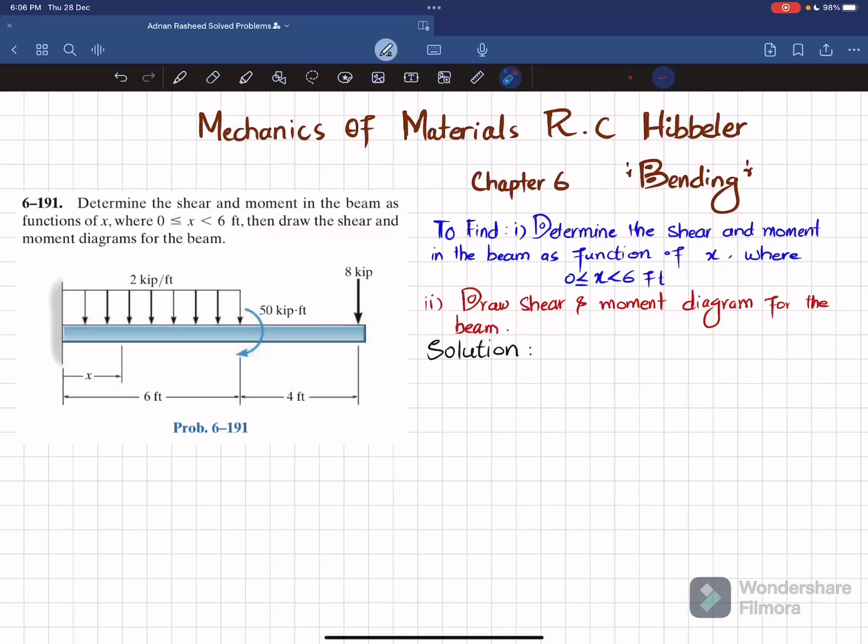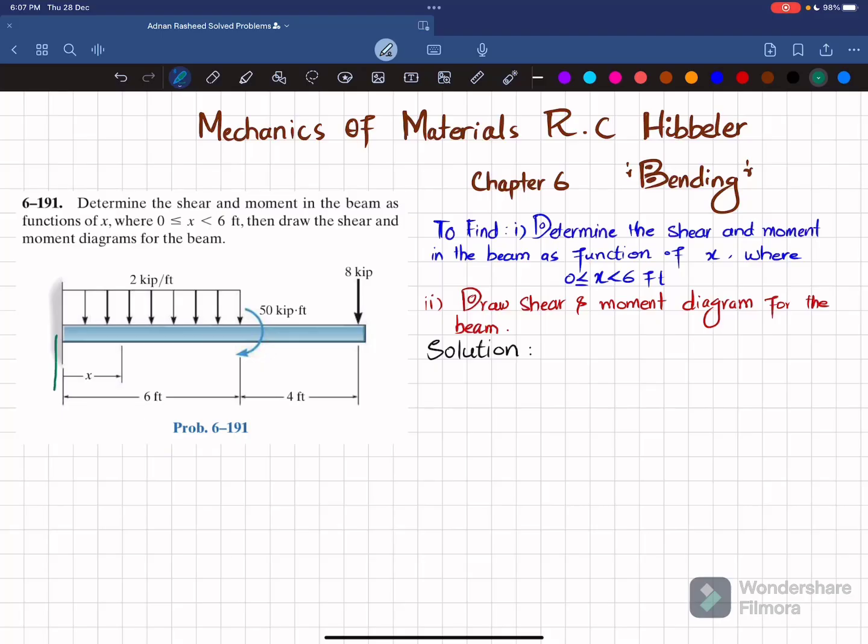So you can see this is a cantilever beam, where there is a point load at this end, which is 8 kips. At a length of 4 feet, we have a clockwise moment of 50 kip-feet, and there is a distributed load from the fixed end to a length of 6 feet, and the magnitude is 2 kips per foot. So we have to determine the shear and moment equation in terms of x for the region x greater than 0 and less than 6 feet, and then we will draw the shear force and bending moment diagram. So let's start with the solution.